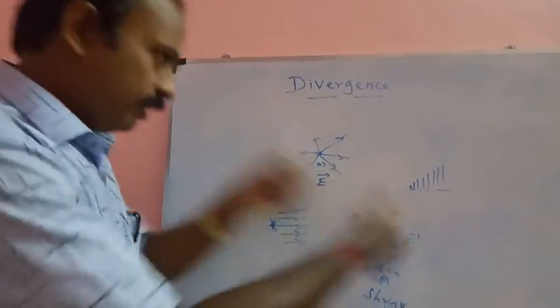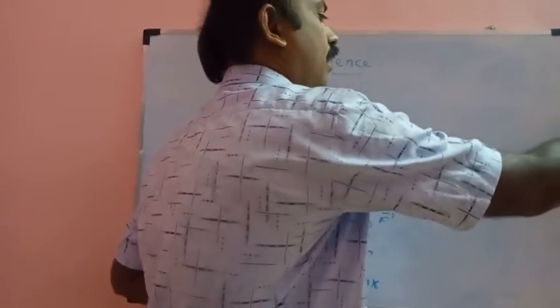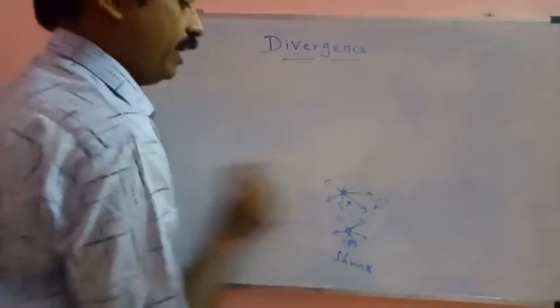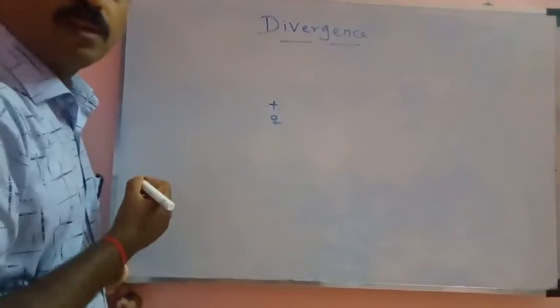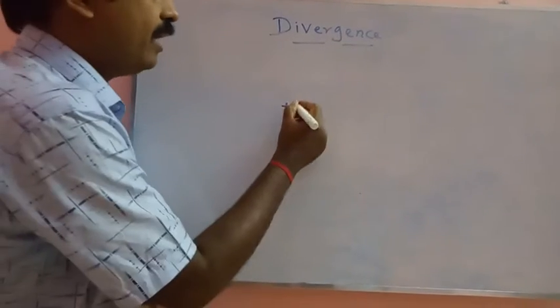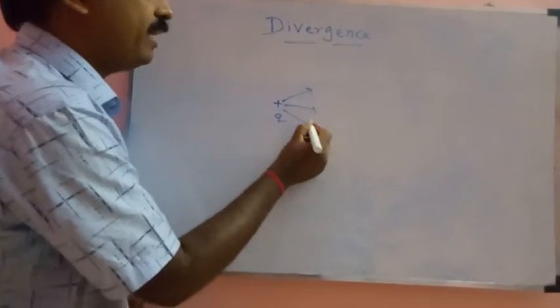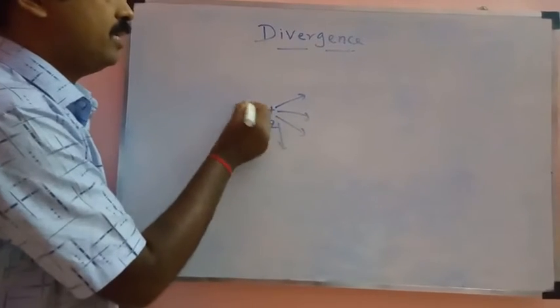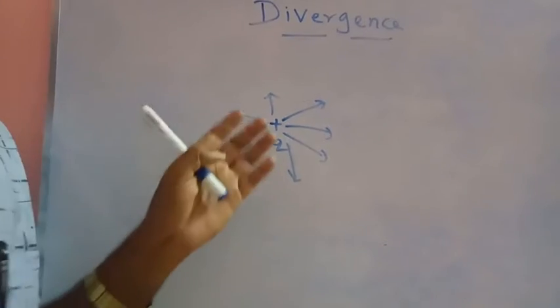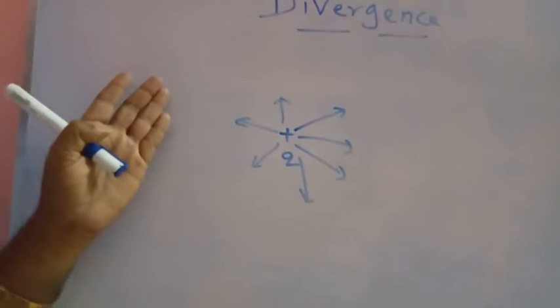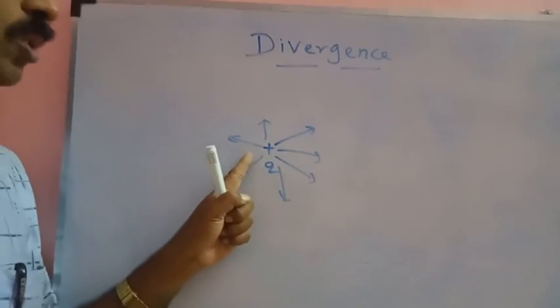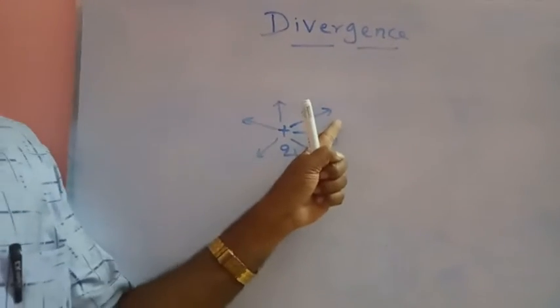Now we come to physics once again. How is this divergence going to be explained further? In this case, see this positive charge, where the electric field is pointing out. That is a positive divergence. Divergence is positive. Positive means it is moving out.